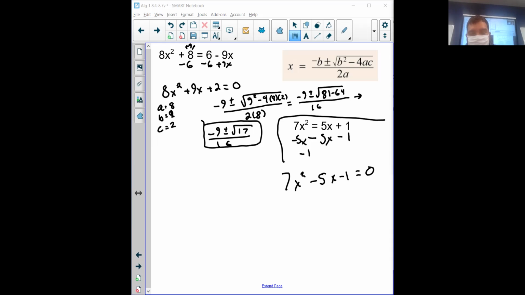25. No, not minus, it's plus. Negative 4 times 7 is negative 28. Negative 28 times negative 1 equals positive 28. Oh, that's under the square root.